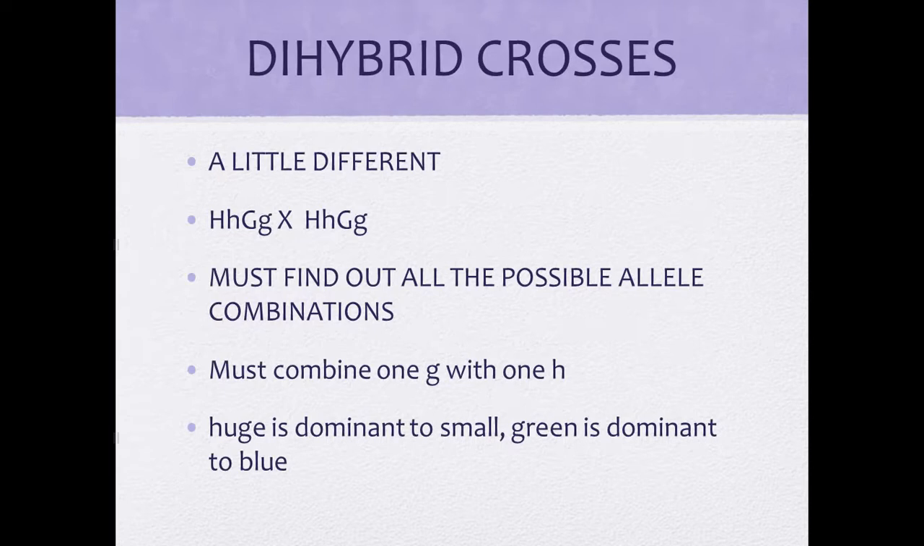Dihybrid crosses work a little differently. For example, if we're using the alleles of big H, big G, little g crossed with another parent of the same genotype, you have to first find out all the possible allele combinations. You have to combine one G with one H. In this case we're using made-up terms: huge is dominant to small, and green is dominant to blue. So a capital H represents huge, while a lowercase h represents small, and a big G represents green, while a little g represents blue.